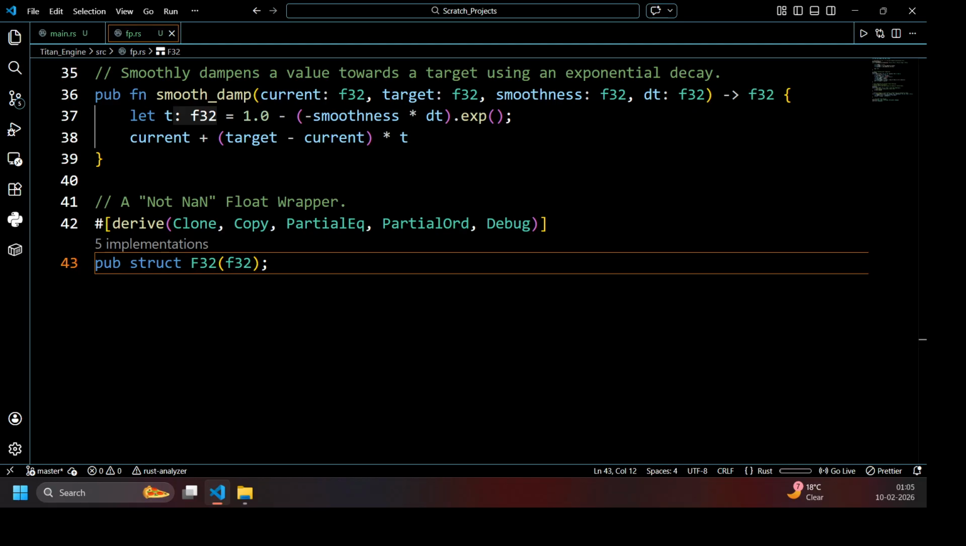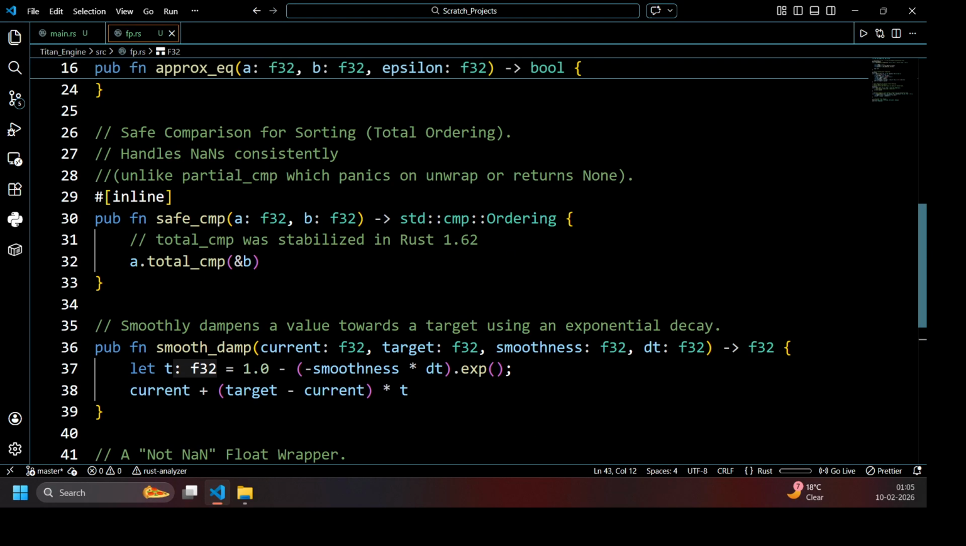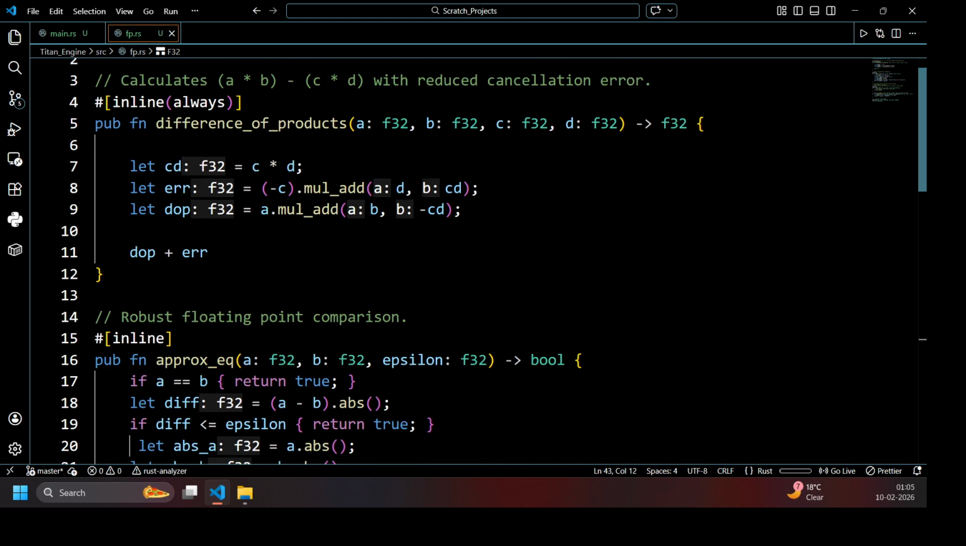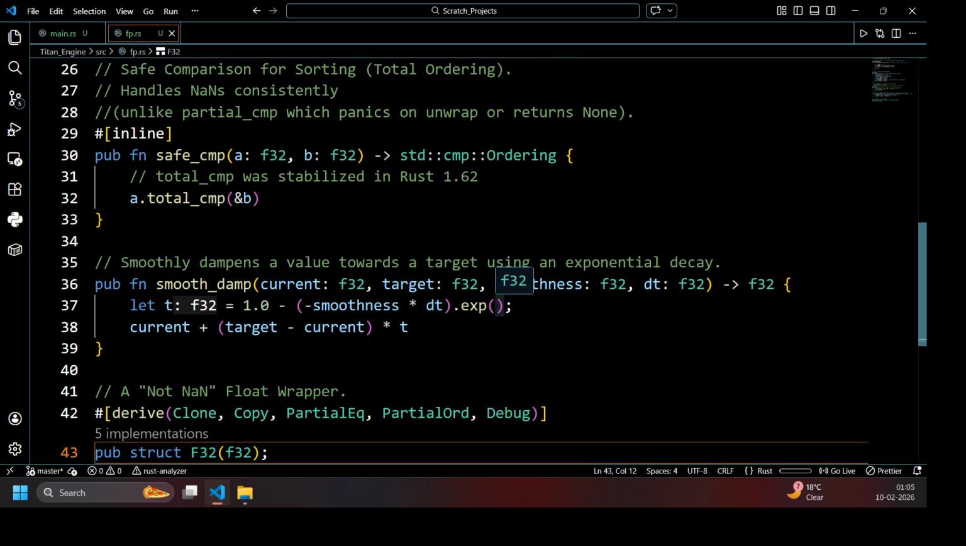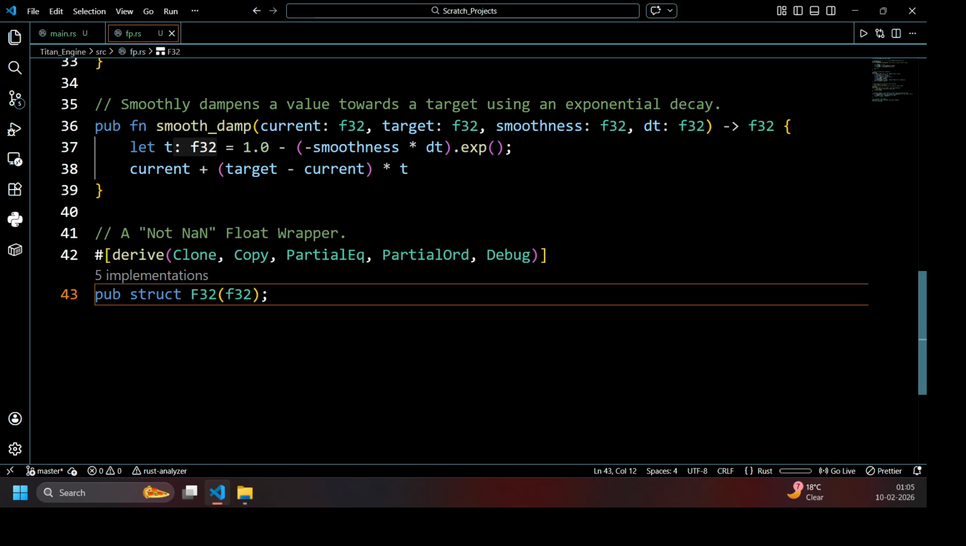That's the 5 components. Let's scroll back up the file and look at what we've built. Yeah, scrolling up. We have difference of products using FMA hardware instructions to defeat catastrophic cancellation. Then approx_eq using that 3-stage filter with a scaling epsilon to handle the logarithmic nature of the number line. We have safe_cmp using bitwise integer emulation, thanks to total_cmp, to finally sort the unsortable NaN. Then there's SmoothDamp using calculus and exponential decay to create frame rate independent animations and physics. And finally, struct F32 using the type system itself as a barrier to make invalid states, like NaN, completely unrepresentable in our safe code. It's a formidable toolkit.